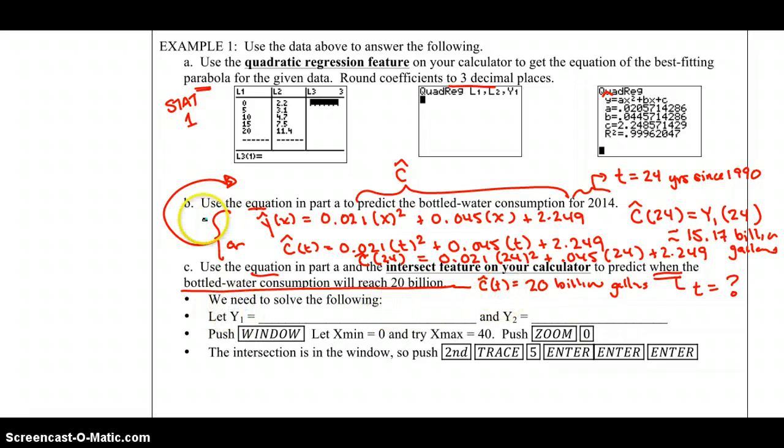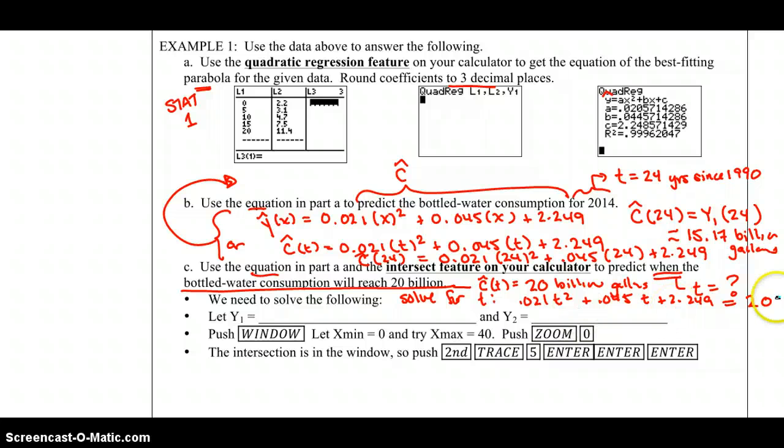So in part B we were given an input and asked for the output. Now we're being given the output and we're being asked for the input. So we want to solve the following for t. We want to take our equation 0.021 t squared plus 0.045 t plus 2.249, and we want to know for what value of t that we put in here will it give us an output of 20.